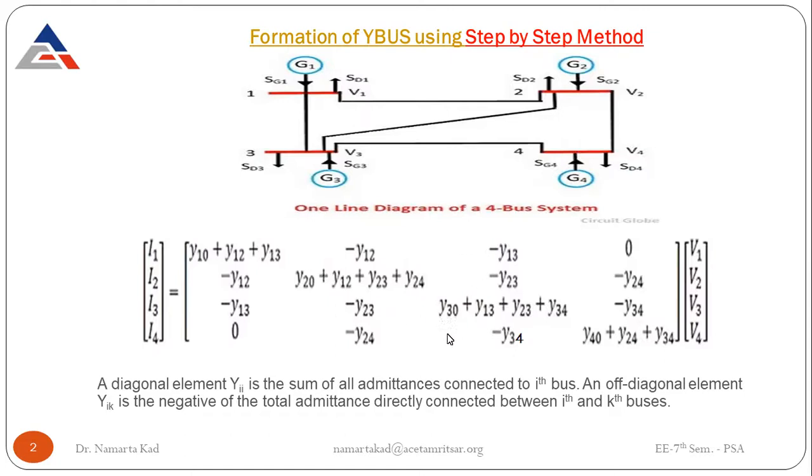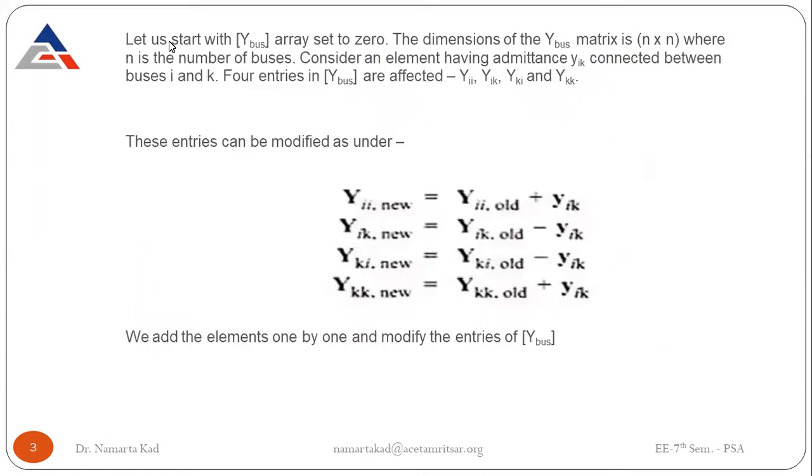Now the steps adopted for this step-by-step method: a diagonal element Yii is the sum of all admittances connected to the ith bus. An off-diagonal element Yik is the negative of the total admittance directly connected between the ith and kth buses. Now let's start with the YBUS array set to 0. In this method we first assume that our YBUS matrix is a 0 matrix. So in the starting we assume that our YBUS matrix is a 0 matrix. The dimension of the YBUS matrix is n by n, where n is the number of buses.